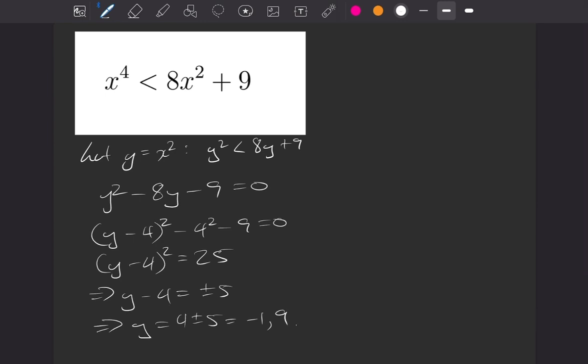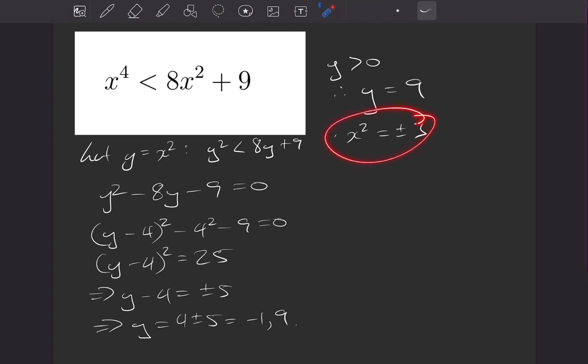What we know is that y has to be positive because it was equal to x squared, and x squared is always positive. So therefore we have that y can only be equal to 9. Beautiful. Now then, let's replace our y with x squared again and find the values of x which give us the boundaries. So what we have is that x is equal to plus or minus 3, the square root of 9. These are the boundaries. We know that these two things are going to be equal when x is equal to plus or minus 3.